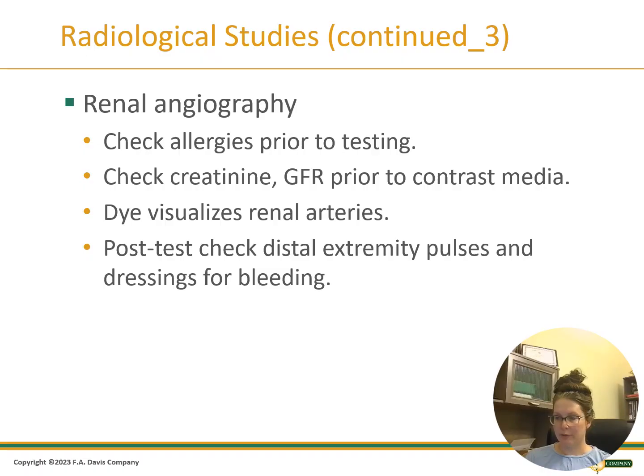So after our test, what we want to be doing is checking our distal extremity pulses to ensure that we have adequate circulation. We want to monitor the dressing site for any bleeding at the catheter insertion site. So our renal angiography is going to be contrast dye plus imaging to evaluate the kidney blood vessels. But monitoring for bleeding is an important thing with this one.